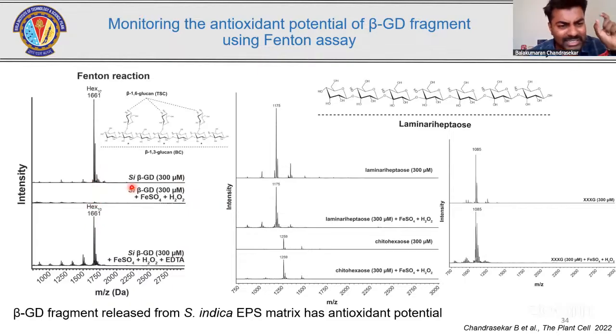To address which structural element is important for the ROS scavenging activity, we took a normal glucan which has 7 beta-1,3 linked glycosyl linkages. You see that 1, 2, 3, 4, 5, 6, 7 is only with beta-1,3 linkages. When we performed a Fenton reaction, we could not see any degradation of this fragment at all. So this is indicating that the beta-1,6 linkage on top of the beta-1,3 is an important factor by which the pathogen scavenges the ROS present inside the apoplastic space.